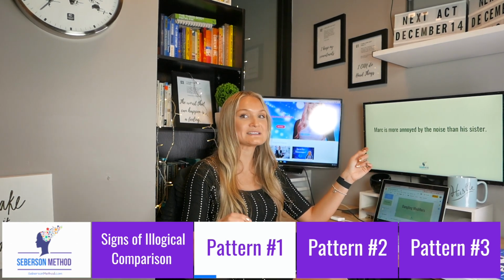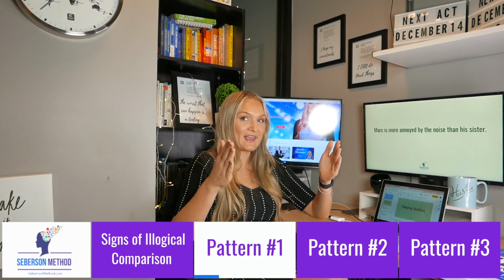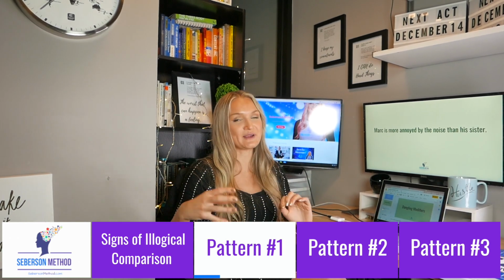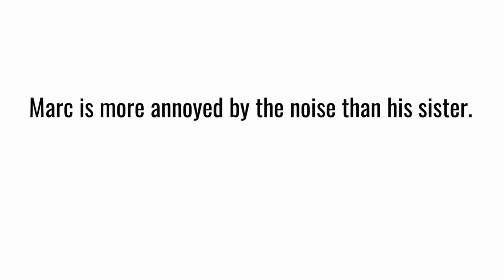Here's why. Because in the English grammar, in the written grammar, we have to compare things that are alike. We compare apples to apples. We compare things to things. Here, what are we comparing? We're comparing the way Mark is annoyed to the way his sister is annoyed. We're not comparing the way Mark is annoyed to his sister. That would be an illogical comparison.